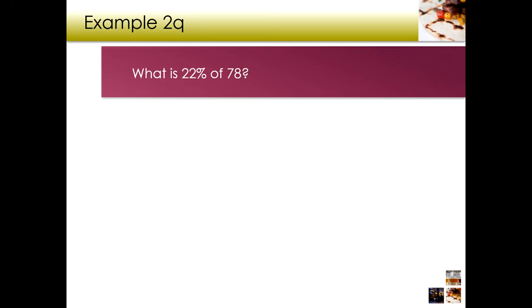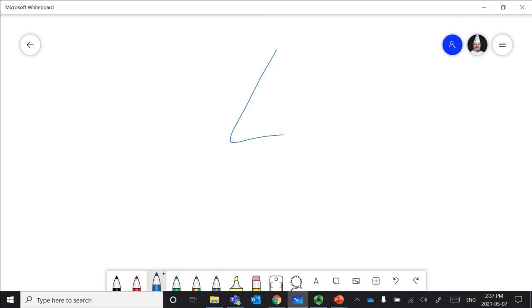Okay, so another example. Now we've got, what is 22% of 78? Well, again, we can use our triangle: part, whole, percentage. And we just need to decide, the percent is right in our triangle. However, we can't use it as 22%. We need to convert that into a decimal. So that's going to be 0.22.